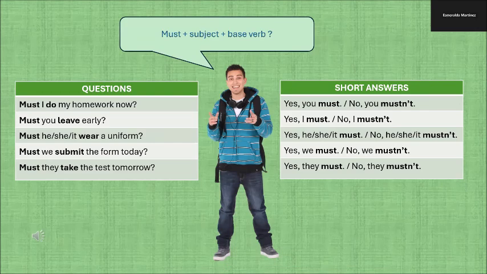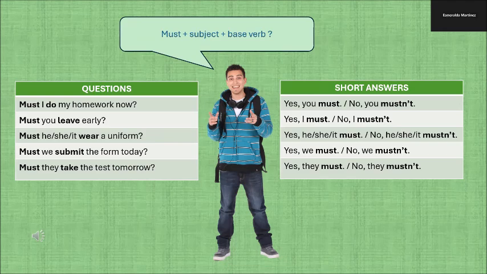In questions with the modal verb must, the subject and must change position. So the structure is as follows. Must plus subject plus base verb. Look at the following examples. Must I do my homework now? Yes, you must. No, you mustn't. Must you leave early? Yes, I must.